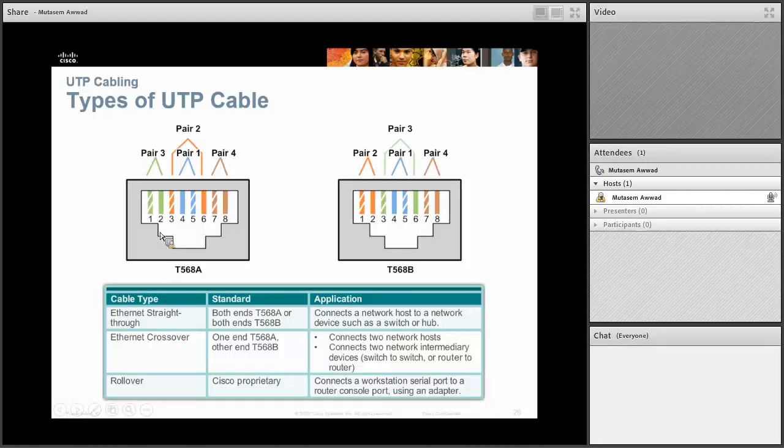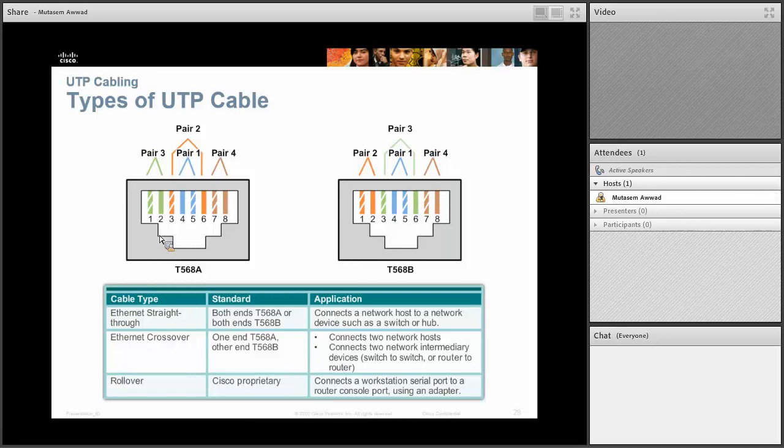So here's one thing to remember. Ethernet 10 Base-T and 100 Base-T NICs transmit at pins 1 and 2, and they receive at pins 3 and 6. Question number 3: What pins do Ethernet NICs transmit and receive at? Well, the Ethernet 10 and 100 Base-T NICs transmit at pins 1 and 2 and receive at pins 3 and 6.